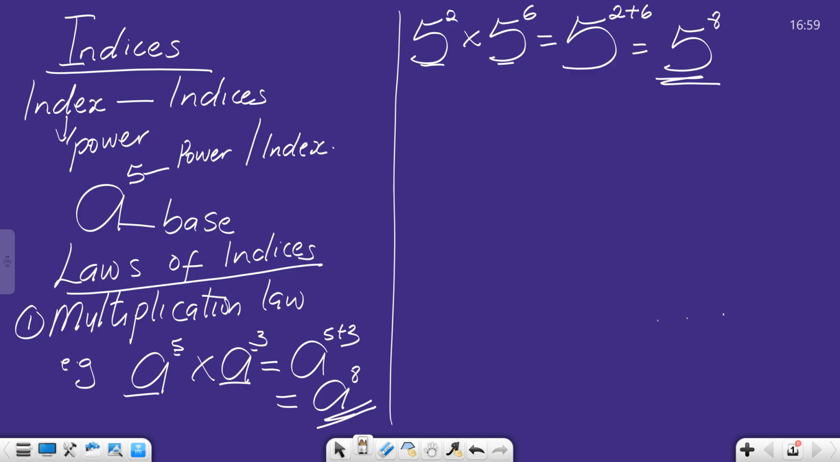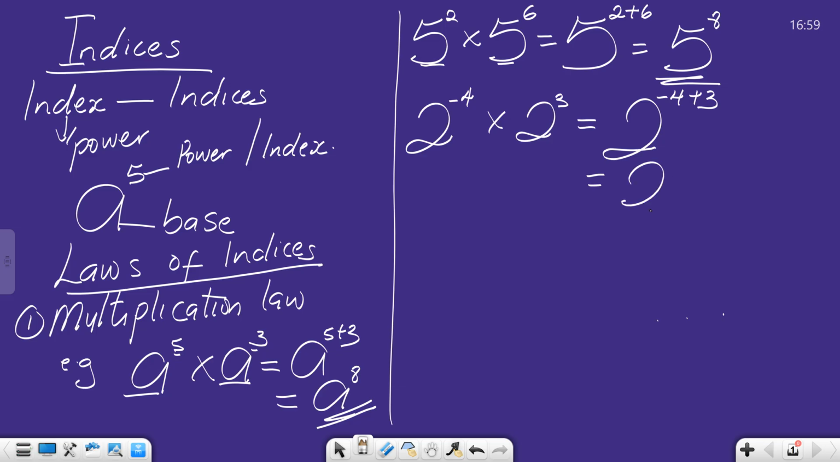And before I move on, let's look at this as well. 2 raised to power minus 4 times 2 raised to power 3. I have these two, and they have the same base. I pick one base, then minus 4 plus 3. And here, I'm going to have 2 raised to power minus 4 plus 3. That will give me minus 1. That is the first law of indices.